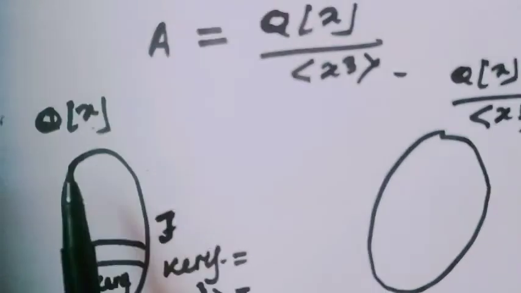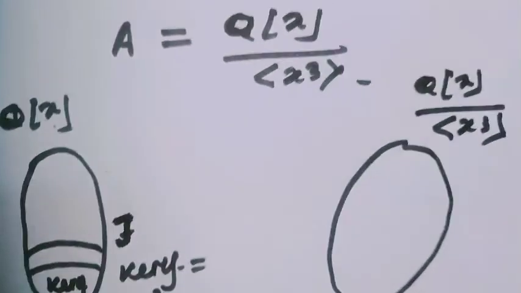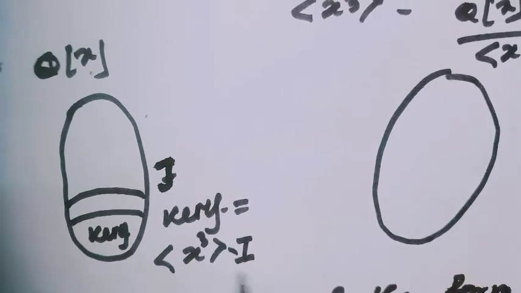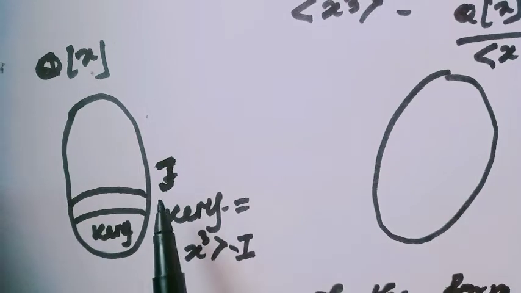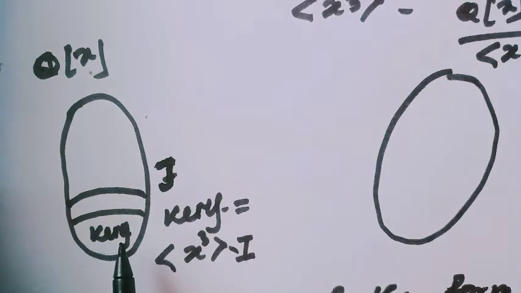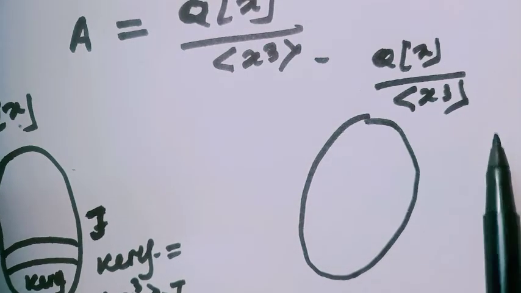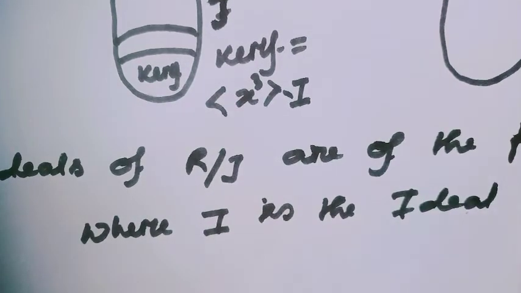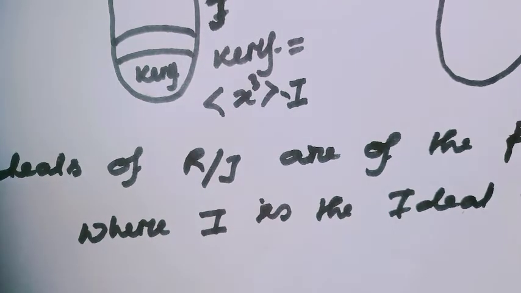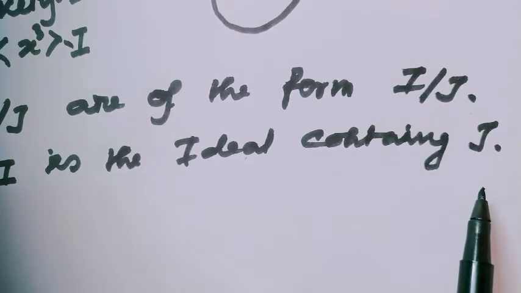The correspondence theorem applies here from Q[x] to Q[x] mod the ideal generated by x^3. In the ring Q[x], the kernel of f equals the ideal generated by x^3, which is denoted as I, and let J be an ideal of Q[x] containing the kernel of f. So in the ring Q[x] mod the ideal generated by x^3, the ideals look like J mod I, where J is an ideal containing I in Q[x]. Are you getting the form?